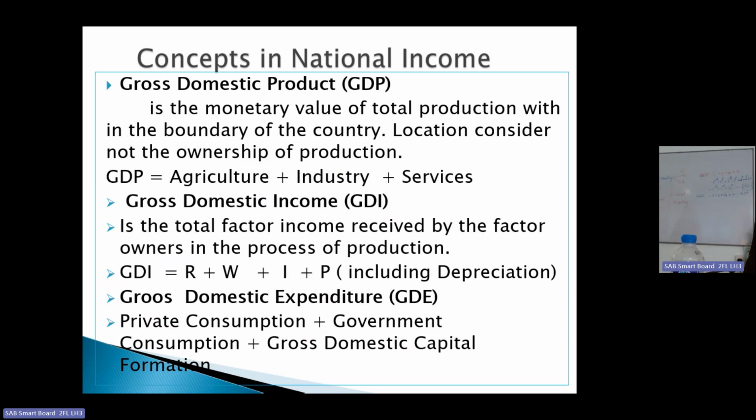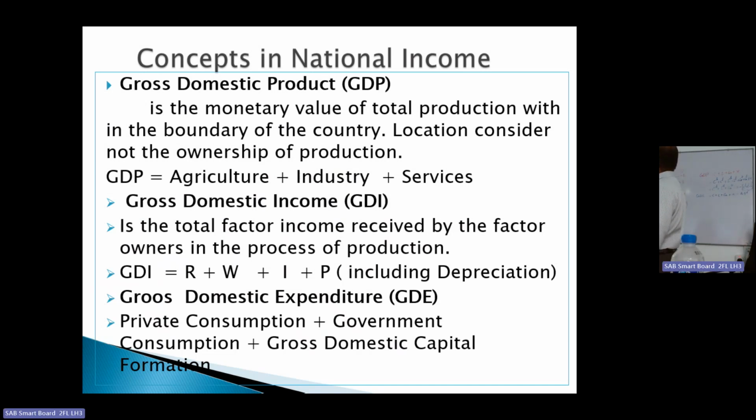GDI means based on factor income, so there are the rewards: rent income, wages, interest, and profit. So this is the gross domestic income. In gross terms, it includes depreciation as well. Let the profit be gross profit.